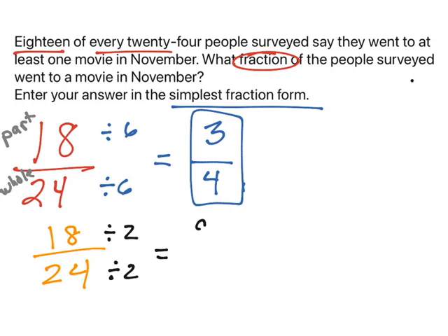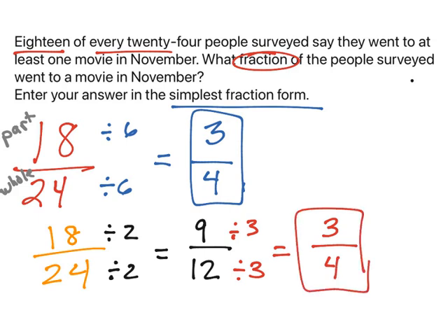Well, 18 divided by 2 is 9. 24 divided by 2 is 12. So now we have 9 over 12. These are smaller numbers. Sometimes smaller numbers are easier to work with. Not always, but sometimes. So here we have 9 over 12, and then you can say, well, both of these are divisible by 3. Well, 9 divided by 3 is 3. 12 divided by 3 is 4, and you'll notice you come up with the same answer.